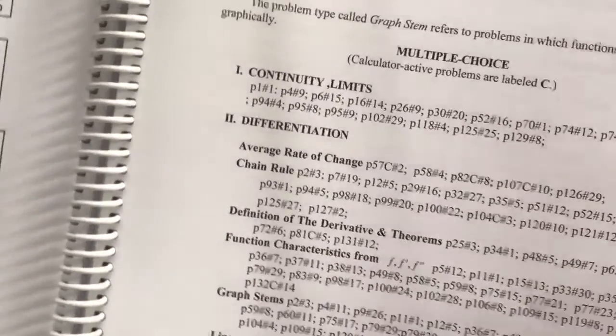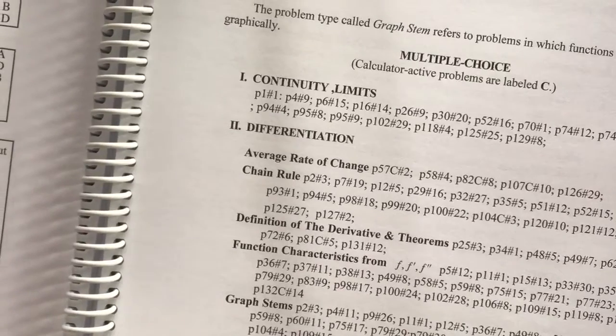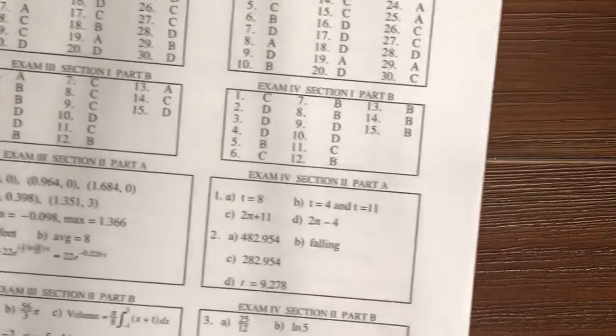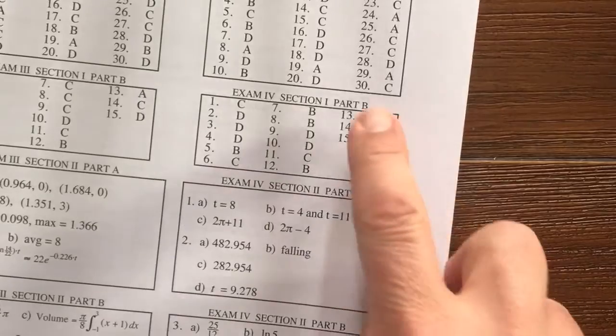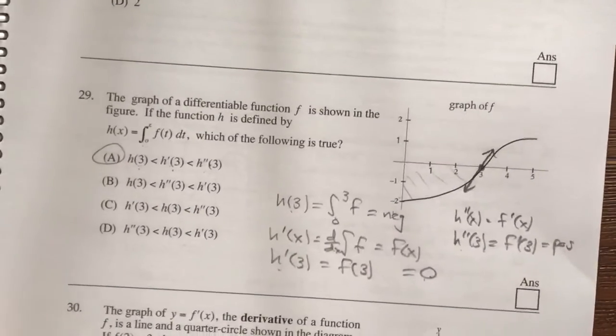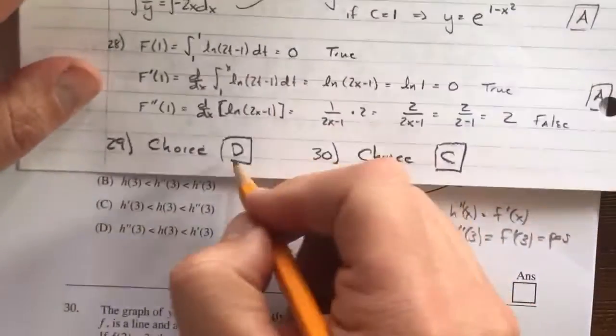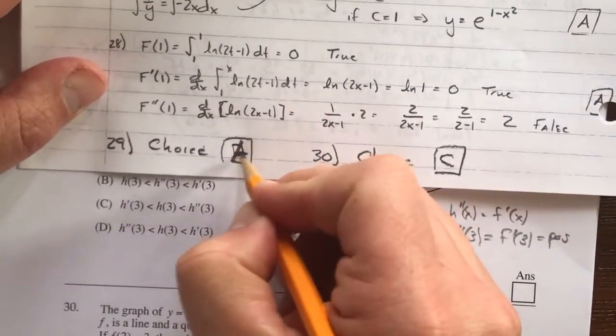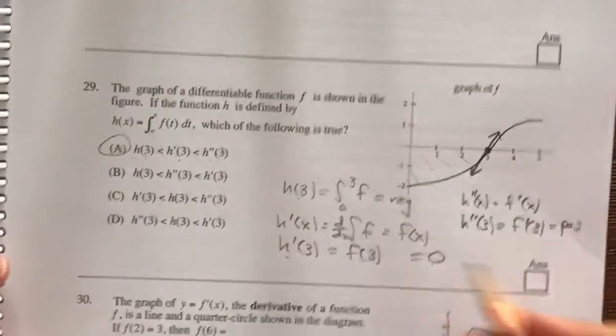Exam 4, number 29. It is A. All right, so my answer key was wrong. I don't know why, I had B there. It's A. I got it right. I feel better now.